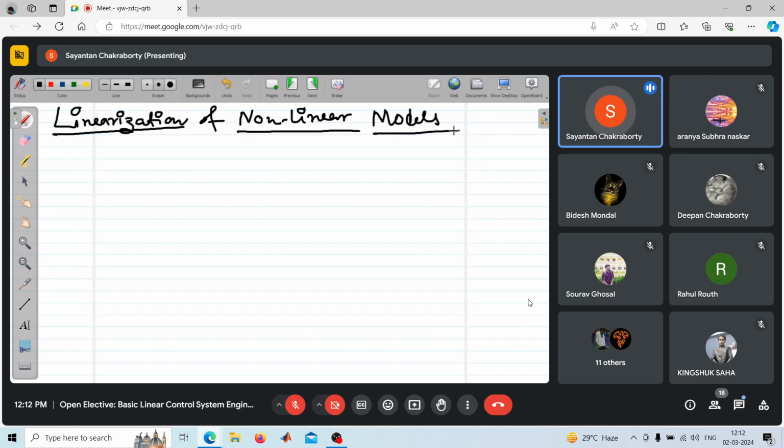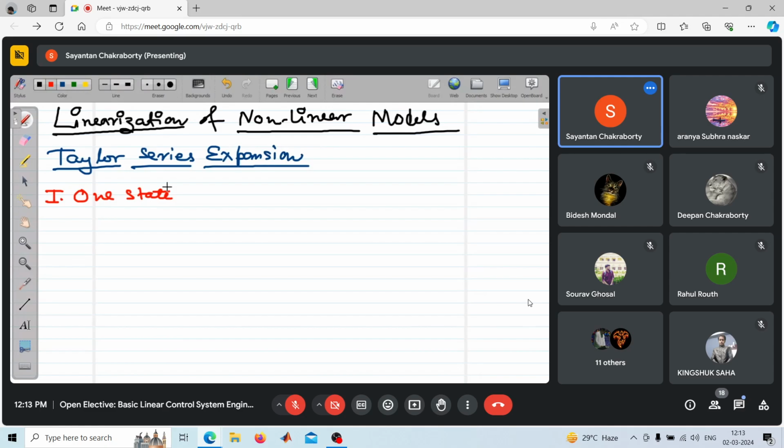Okay, so this linearization method that you shall consider is based on Taylor series expansion. Now let us see what it means. In dealing with it, we shall consider different scenarios. Scenario number one: there is only one state variable. That means a single variable equation in the form dx/dt is equal to f(x), which is a nonlinear equation, obviously.